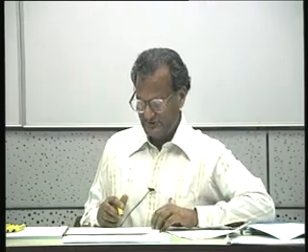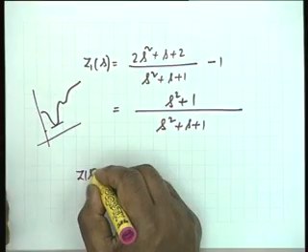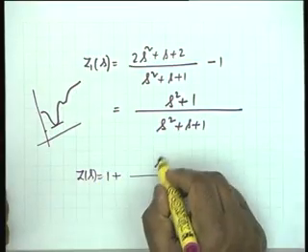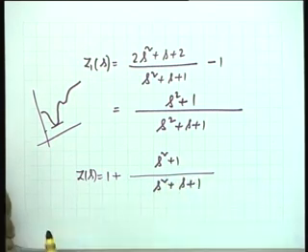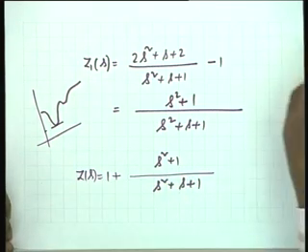Now in this particular problem, therefore, I have Z of s equal to 1 plus s square plus 1 divided by s square plus s plus 1, and the problem is that I have to synthesize this.